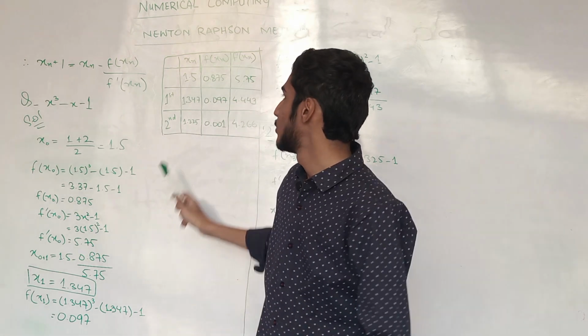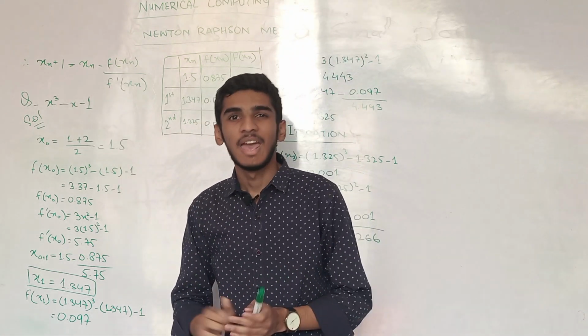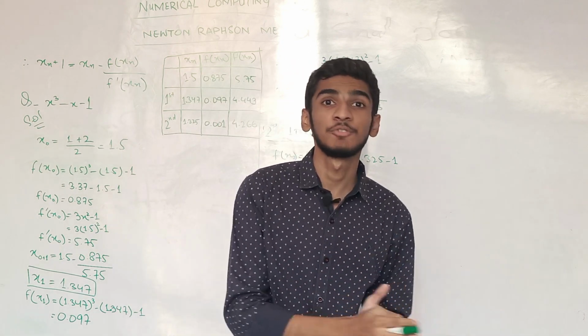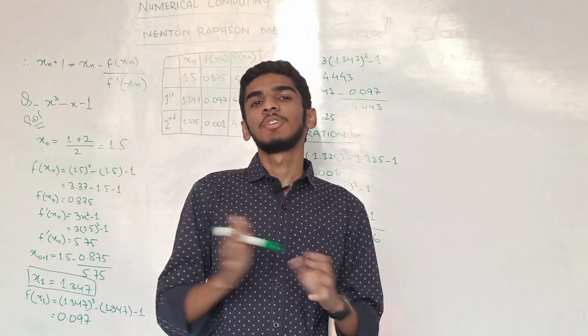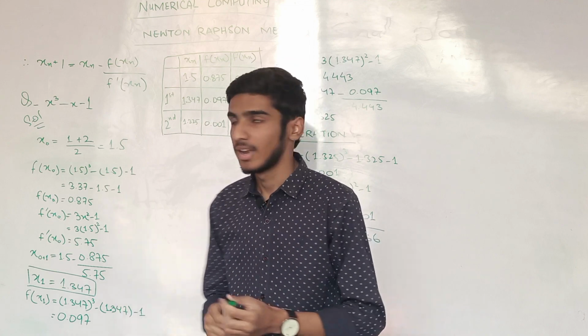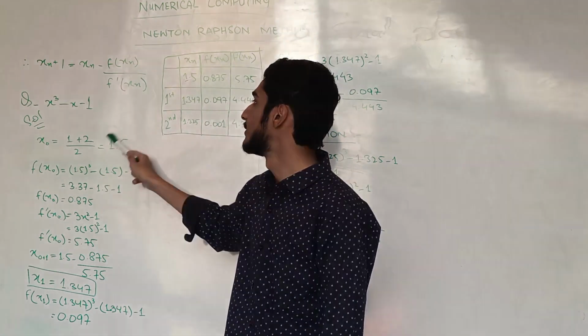Okay, so coming on to the Newton-Raphson method, this is basically the formula of the Newton-Raphson method, and this method is similar to the secant method and the false position method which we taught in our previous videos. In those last two methods, we had to go towards the value of the root using 2 points, and in the Newton-Raphson method we're going towards the root through a single point.